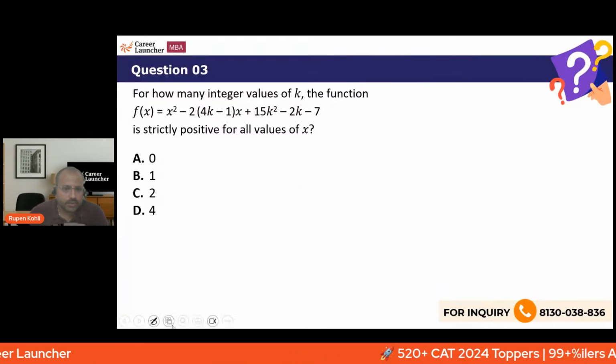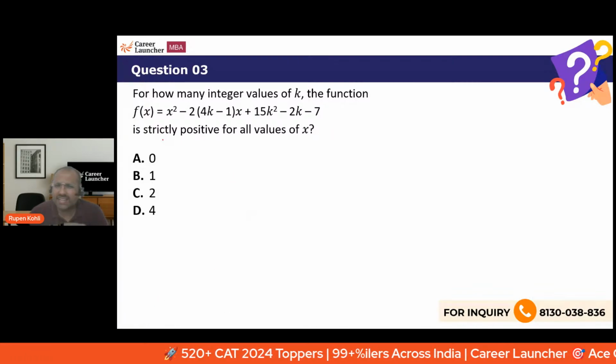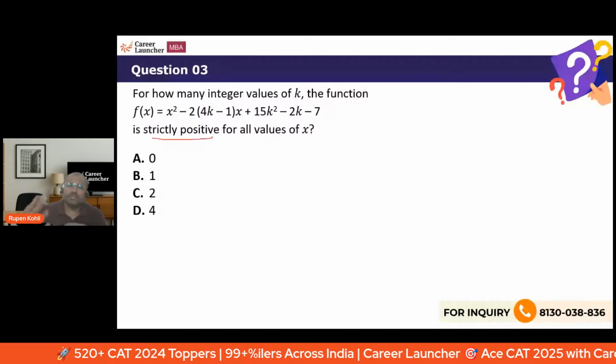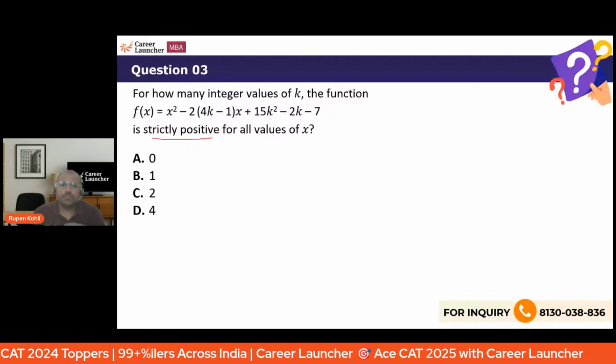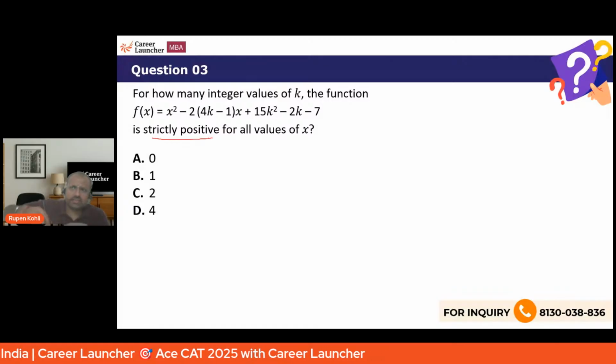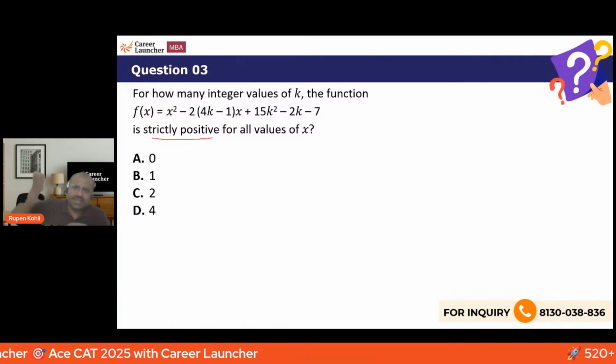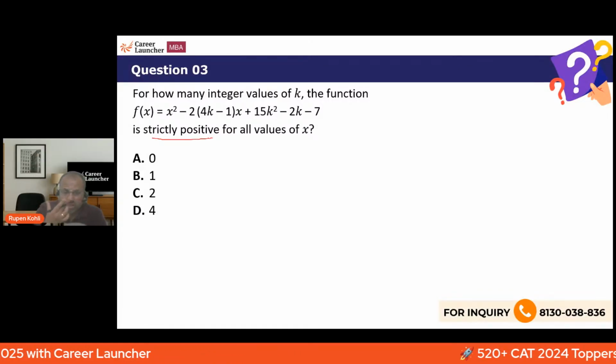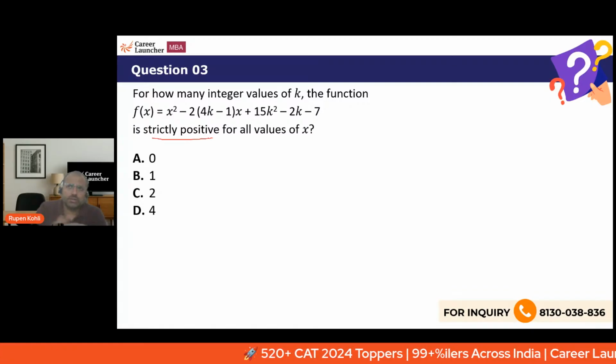Okay, so when is a quadratic function going to be strictly positive? What does it mean to be strictly positive? It means basically, if you plot the function, it is never touching the x-axis or going below it. It is always staying above the x-axis, right? Effectively meaning that the quadratic function does not have any roots.